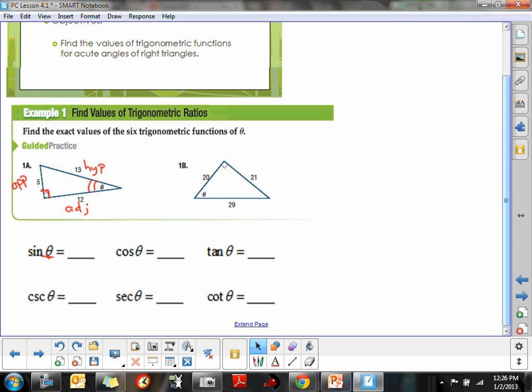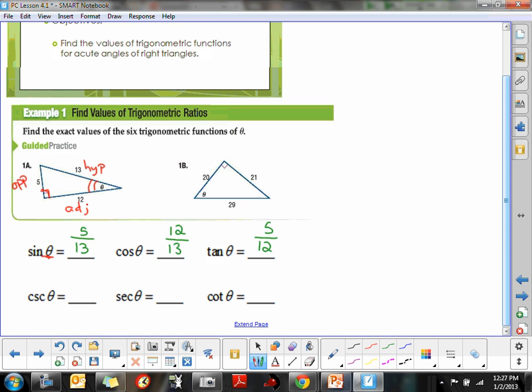So we can quickly fill out each of these if we know our basic knowledge. The sine of theta is always the opposite side length, which is 5, divided by the hypotenuse length, which is 13. So that's the exact value for the sine of the angle theta. The cosine of theta, by definition, is the adjacent length, which is 12, over the hypotenuse's length, which is 13. I'm done with that one. The tangent is simply the opposite over the adjacent length, which is 5 over 12.